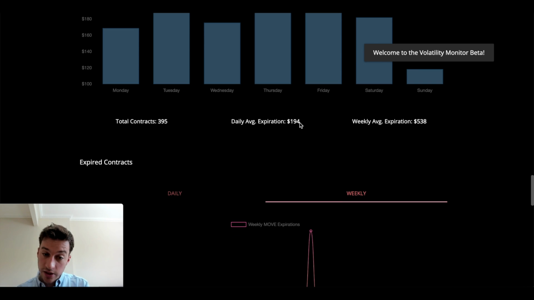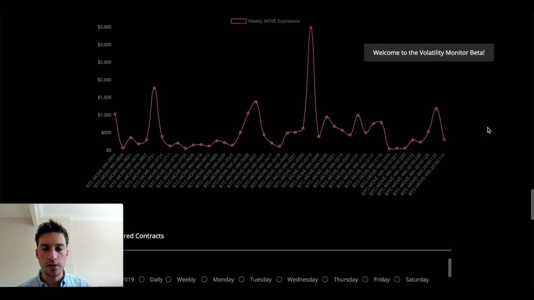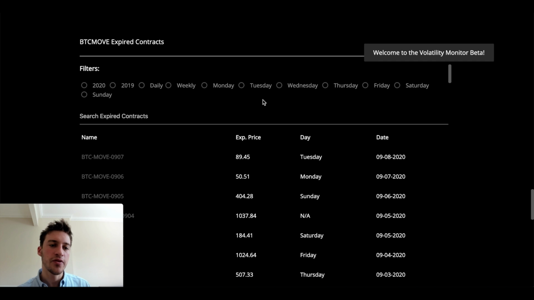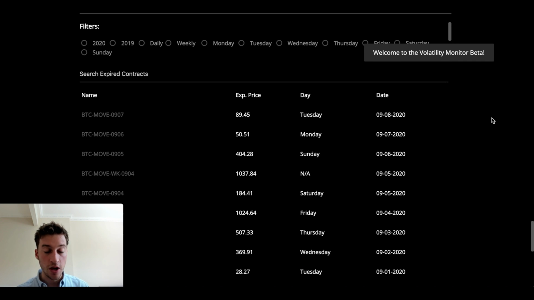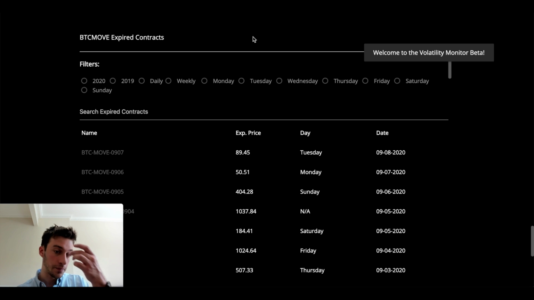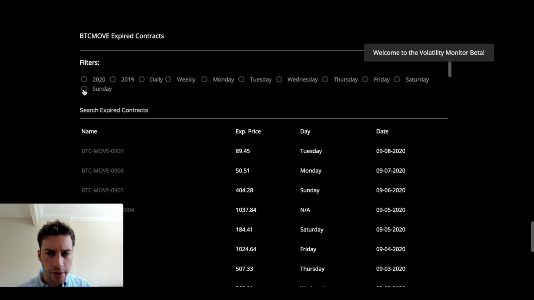That's the daily average expiration, and that's the weekly. So there you go. And you can also look here at the expired contracts themselves and go from there. Oh yeah, and then this one shows you every single Move contract that's expired, and you can filter them. Like if I want to see all the ones that expired Sunday, I can see that they typically expired pretty cheap. I would click that.